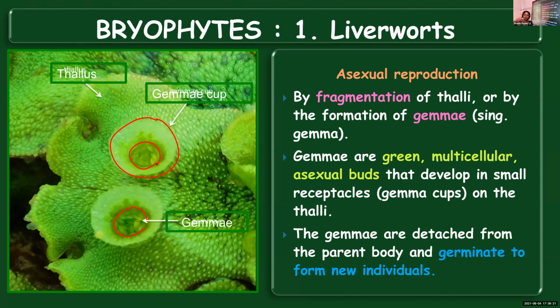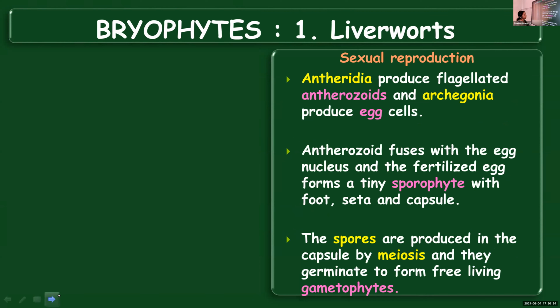Within that, you can find these asexual buds. And once they are fully grown, fully matured, they'll get detached from the parent plant and can form a new individual. So those are the asexual methods of reproduction.